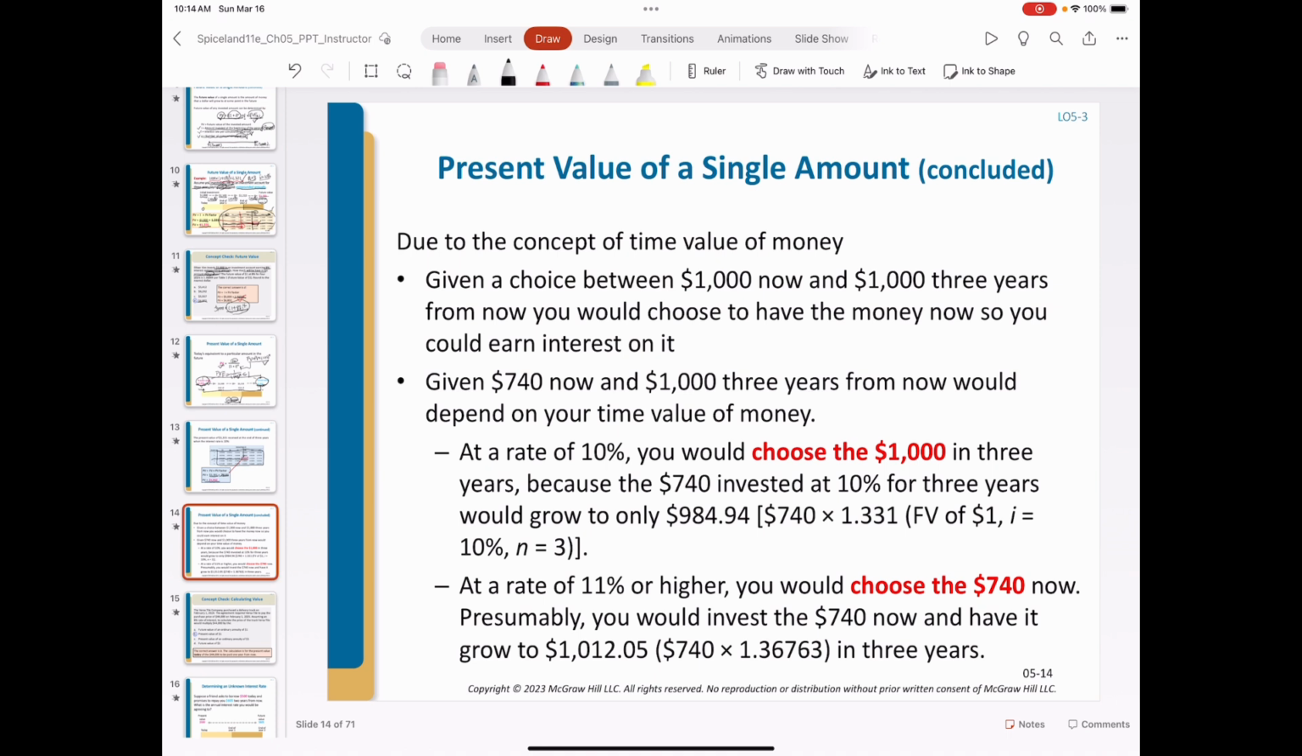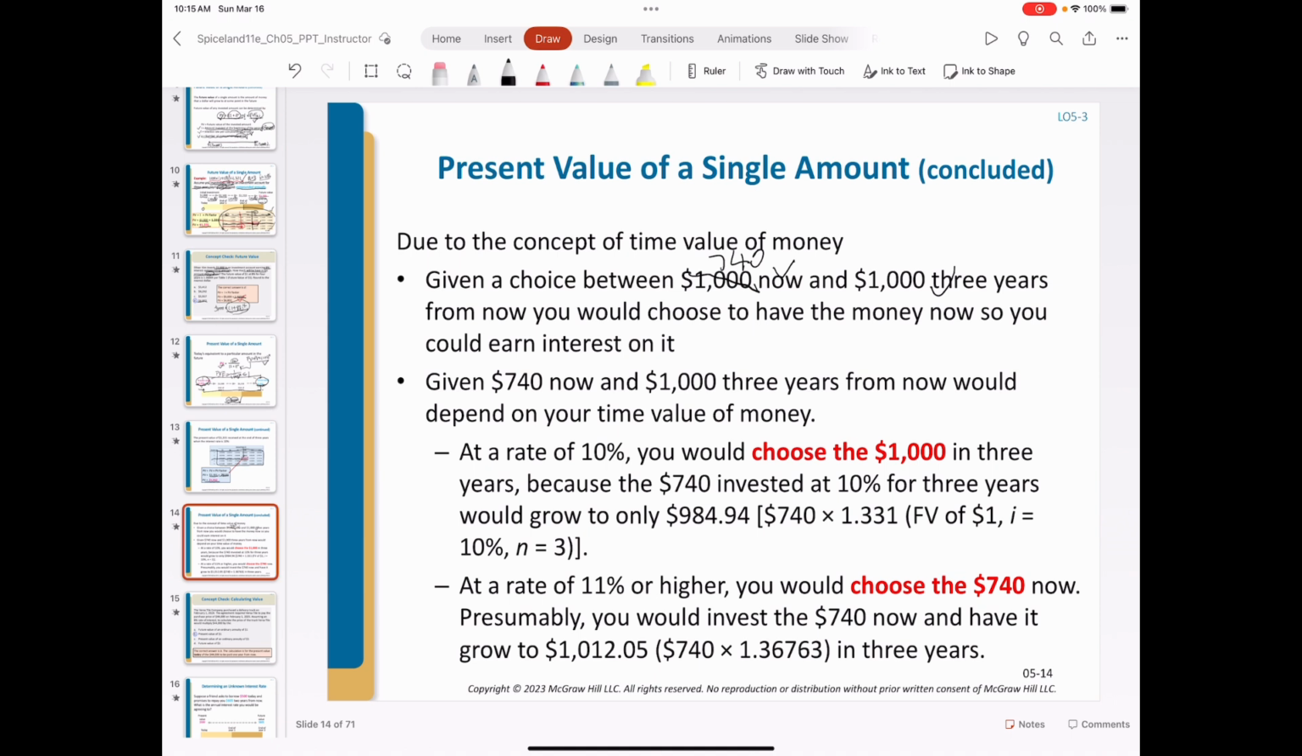In this example, I think there was an error in the slides. This should be 740. So you have two options: one, 740 at present, or two, 1,000 three years later. So how to make this choice? If you don't account for the time value of money, you may think, oh, $1,000 is a bigger number, so I will prefer 1,000. But actually, no, we should not compare the two amounts of cash flow at different time points.